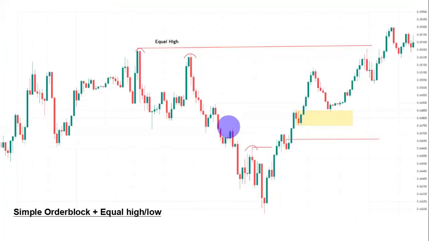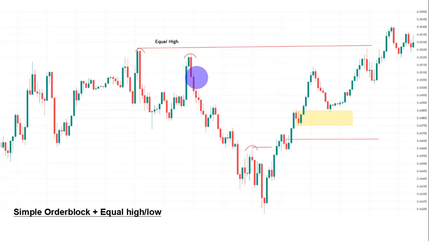So another order block setup that I like a lot, the simple order block plus equal high or low. Okay, so we're looking at a formal level of liquidity, but the type of liquidity pool that we're looking for would be the double top or double bottom. And they have to be equal high or equal low.